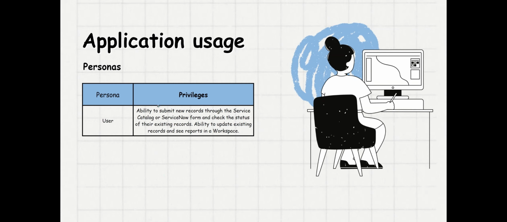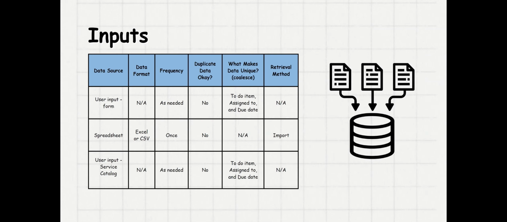Personas, these are the users. They can create new records through service catalog or ServiceNow forms, and they can also check the status of existing records. They have the ability to update the existing records and they can see their reports in the workspace.